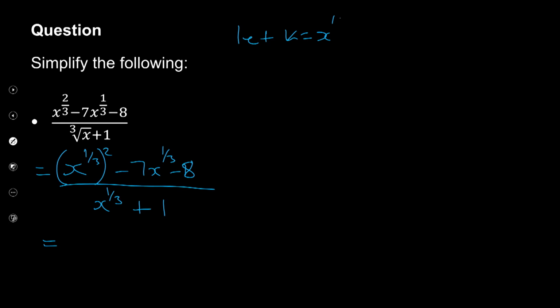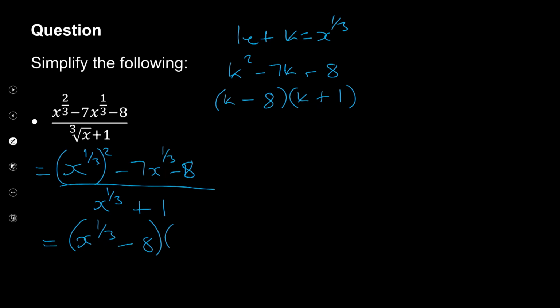You let k be equal to x to the exponent of 1 over 3. This will give me k squared minus 7k and then minus 8. Then from there, I can factorize this, which will give me k minus 8 and then k plus 1. Right? So it means it's x to the exponent of 1 over 3 minus 8, as I said, into x to the exponent of 1 over 3 plus 1, divided by x to the exponent of 1 over 3 plus 1.